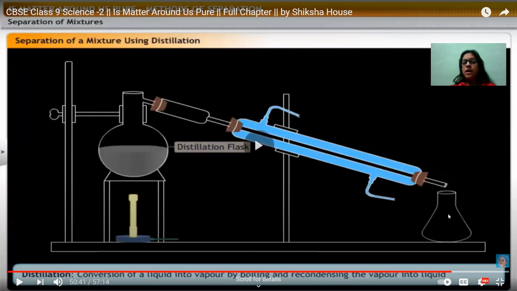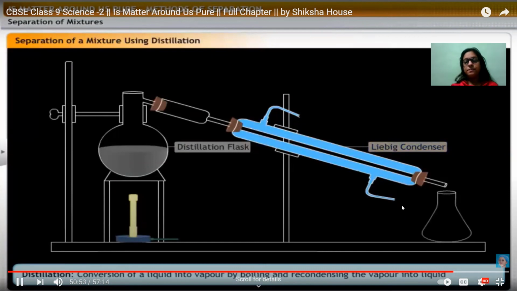On the other side of the condenser, as you can see here, a distillation flask is a round-bottomed flask with a tube at its neck. This tube is attached to a Liebig condenser. Its name is Liebig condenser, but basically we call it a condenser, and at the other end of it they are using a funnel. Your flask is kept there.